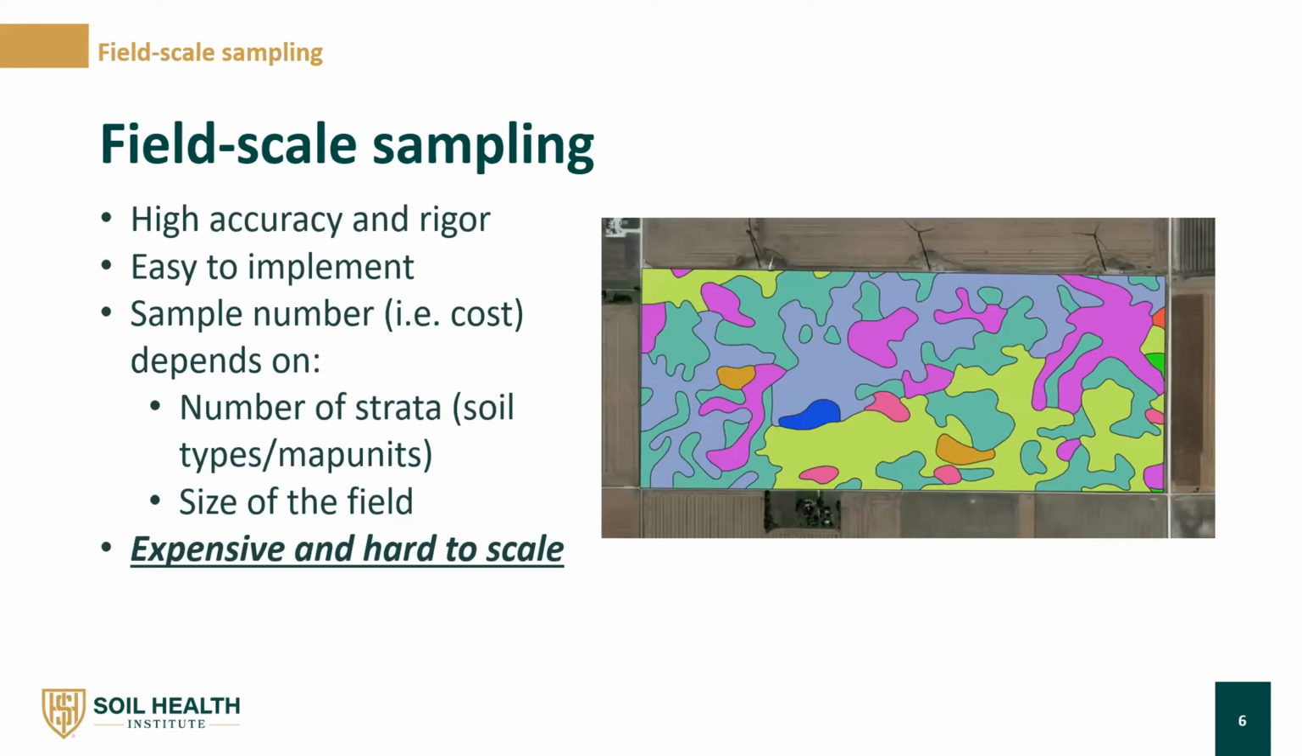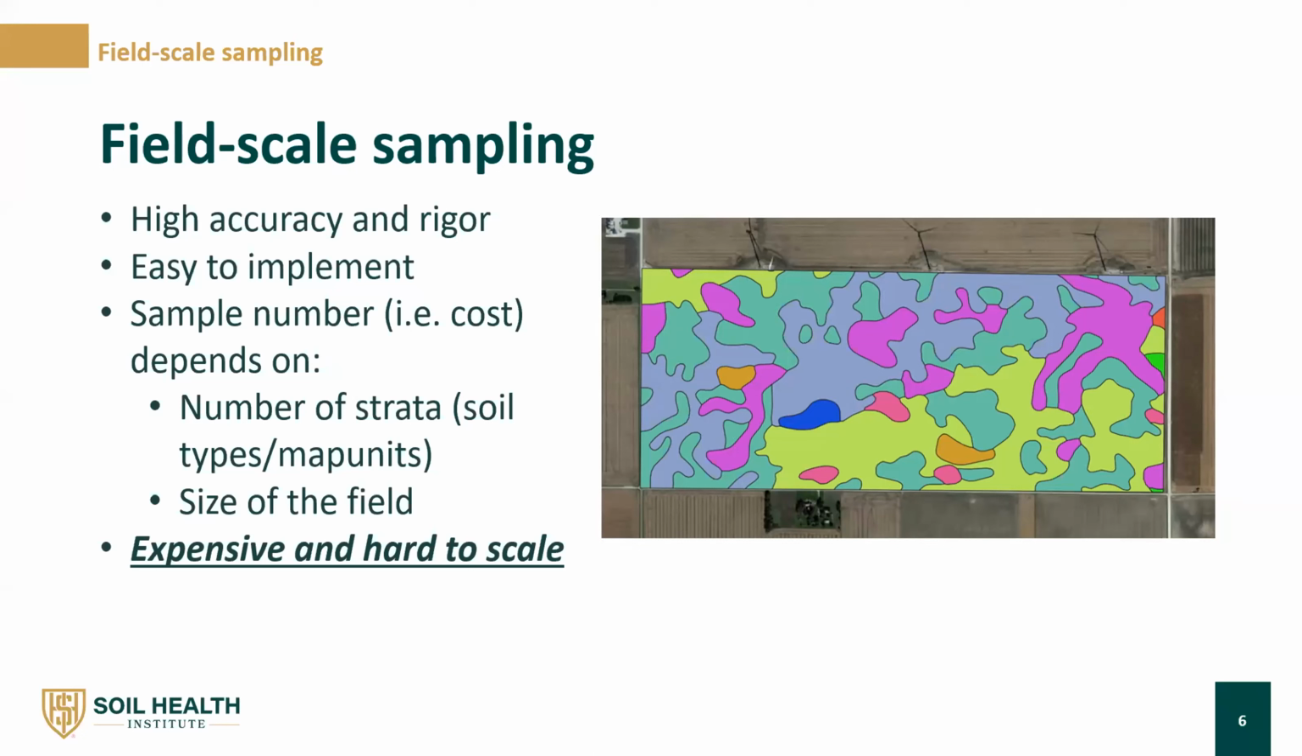So a lot of these soil sampling methodologies, CAR or VERA, sort of implement or try to suggest a sampling design quite similar to this. It's a well-established protocol, has a high degree of accuracy and rigor. It's typical of what professional soil samplers are doing. So it's relatively easy to implement.